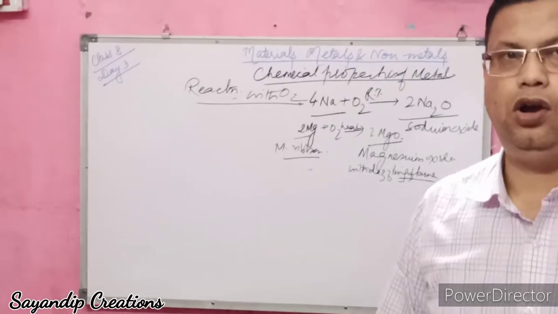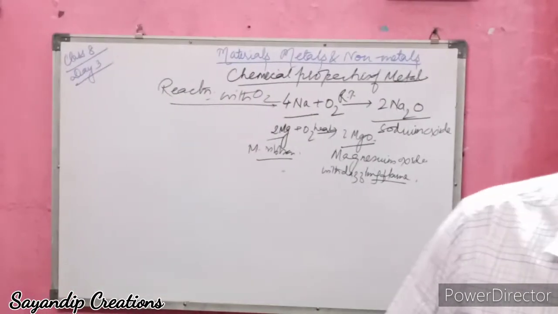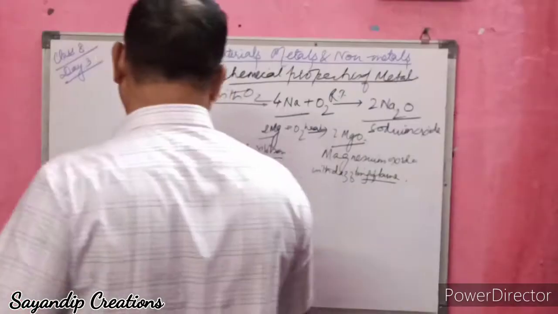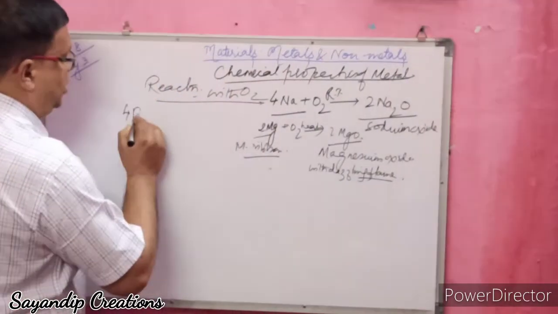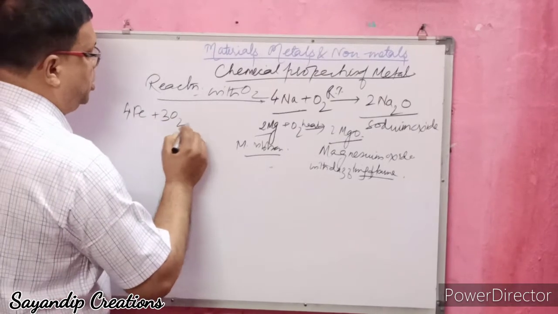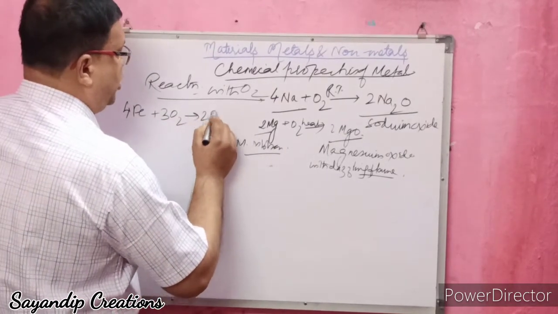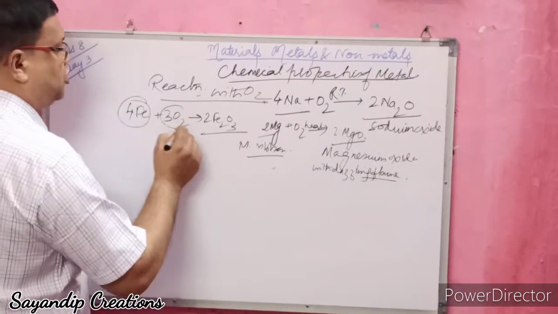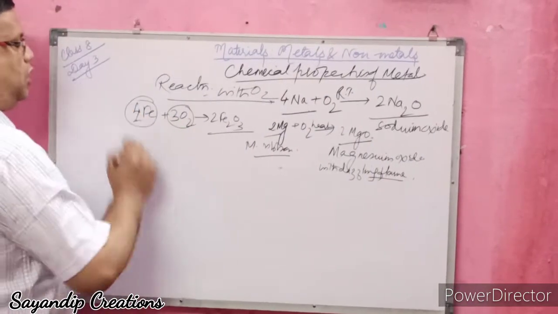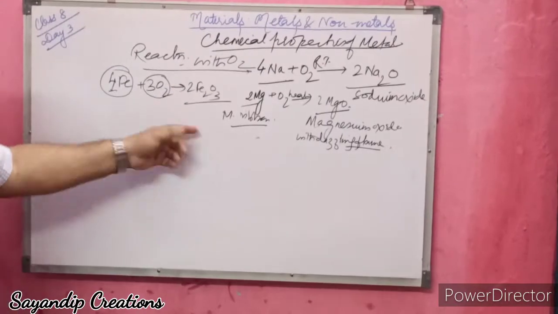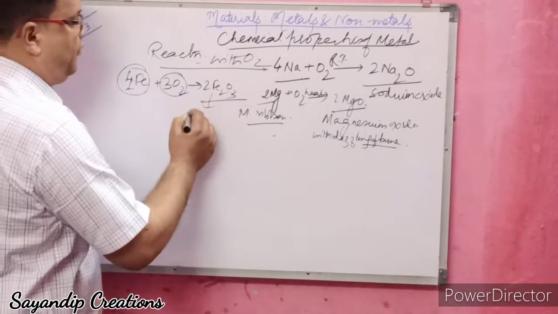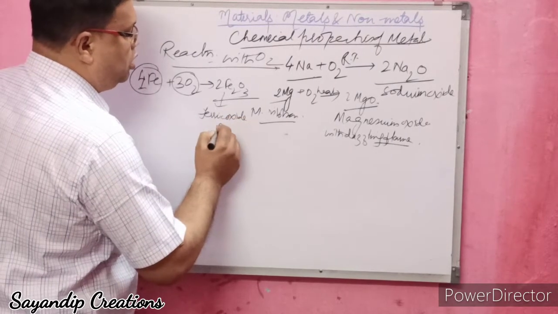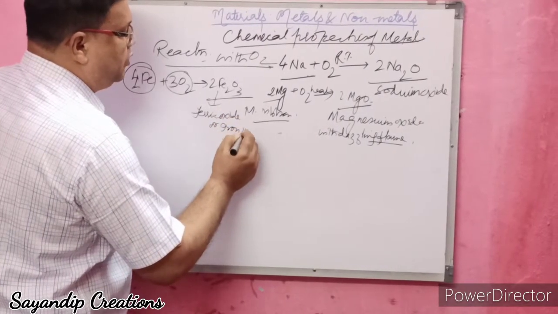Iron on very strong heating forms ferric oxide. 4Fe plus 3O2 forms 2Fe2O3. Now this is iron and this is oxygen. This means 4 iron reacts with 3 oxygen to form ferric oxide, that means iron three oxide.